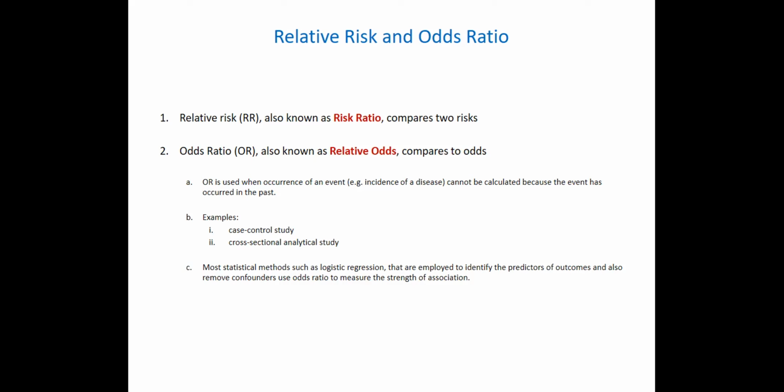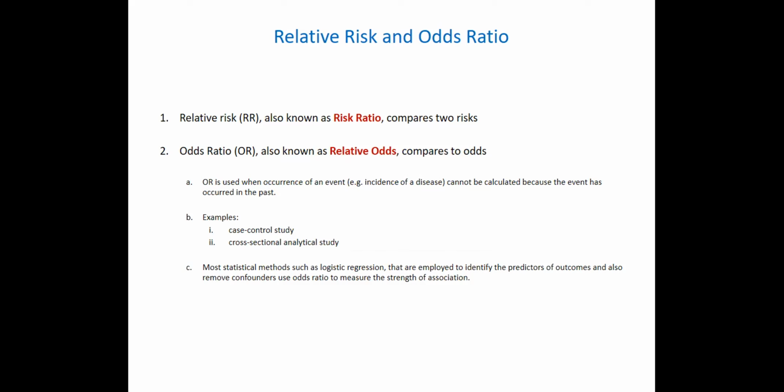Risk probability is futuristic, but there are some situations where, if something has already occurred, you cannot calculate risk. For example, if you want to do a study on smoking causing lung cancer.